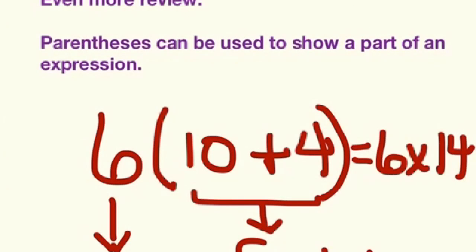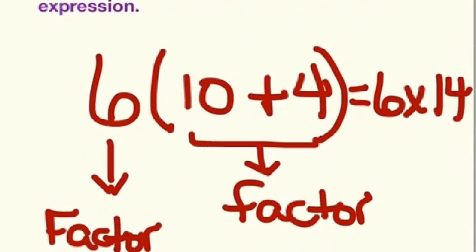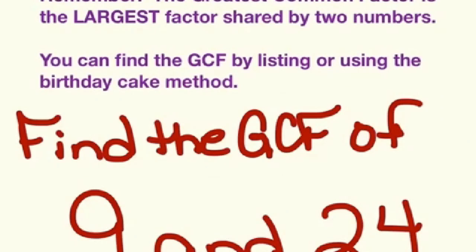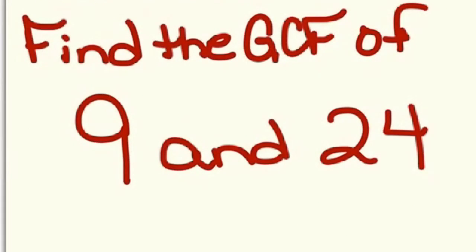Even more review. We can use parentheses to show part of an expression. So for example, if we have this expression, 6 times (10 plus 4) equals 6 times 14, we can take parentheses and put them around part of the expression to represent one of the factors. It's just a different way to write the problem. Remember, the greatest common factor is the largest factor shared by two numbers. You can find the GCF by listing or using the birthday cake method. So let's try to find the GCF for 9 and 24.